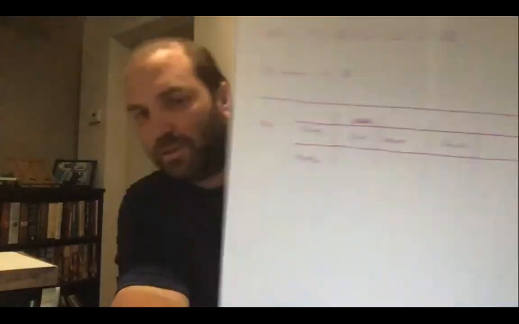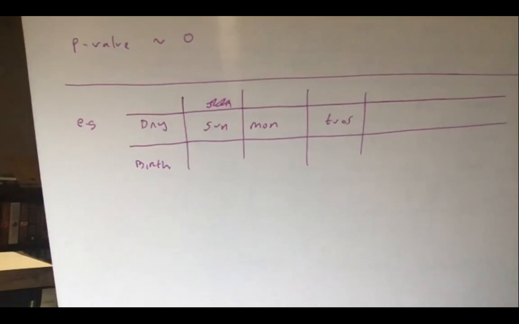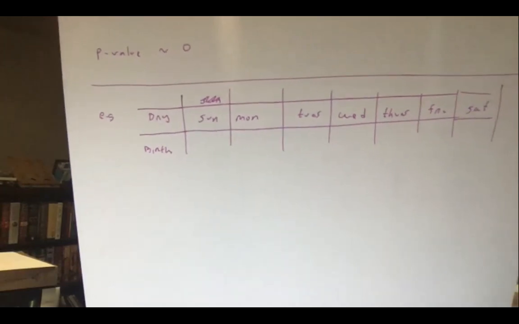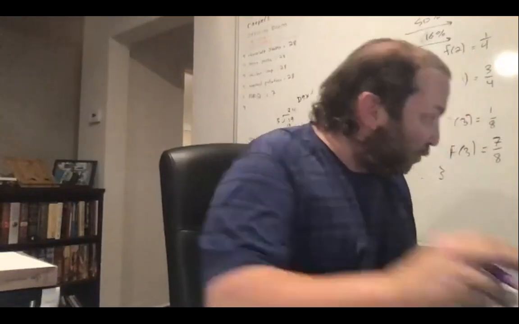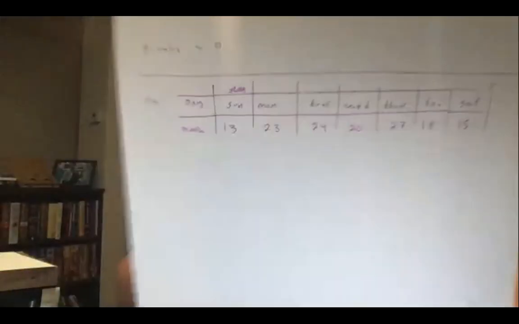So what we have here is the days of the week as the first row: Sunday, Monday, Tuesday, Wednesday, Thursday, Friday, Saturday. So let's fill that all in. Sunday, Monday, Tuesday, Wednesday, Thursday, Friday, and Saturday. Okay, so those are the days. And now we have the values. So the numbers are as follows. The numbers are 13, 23, 24, 20, 27, 18, and 15. I will hold them up so you can see it.